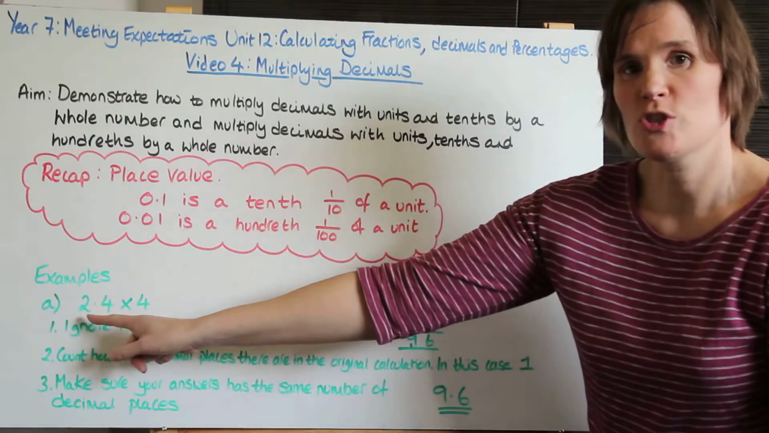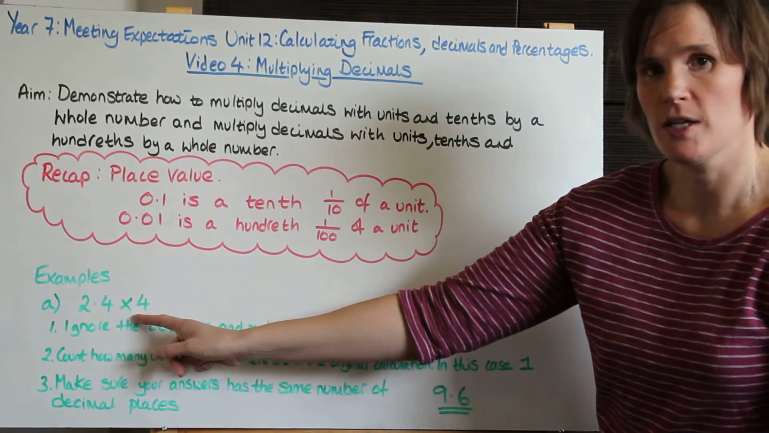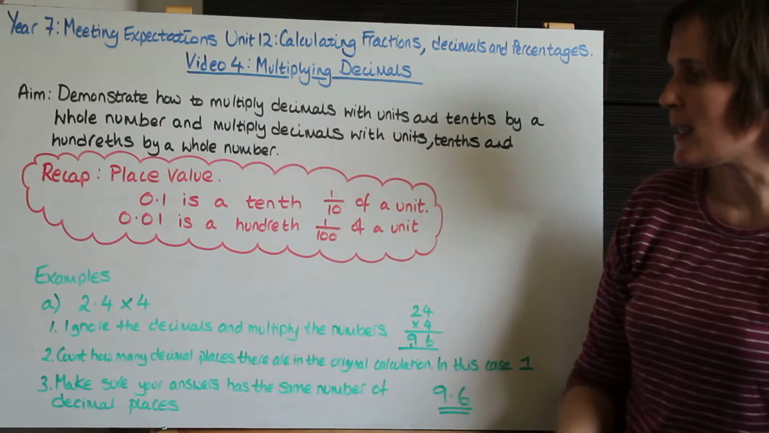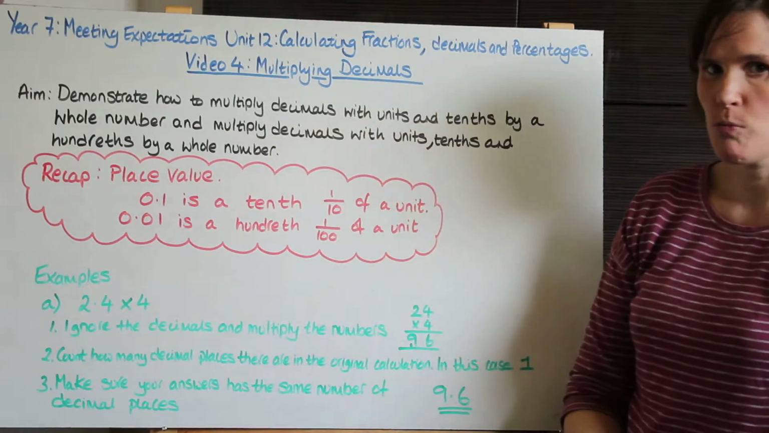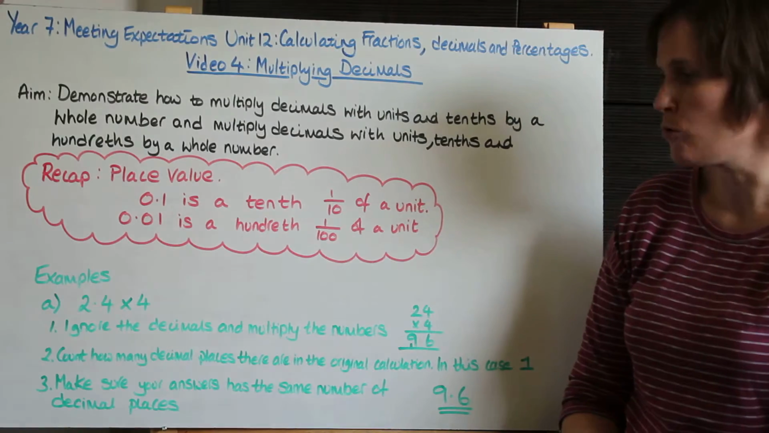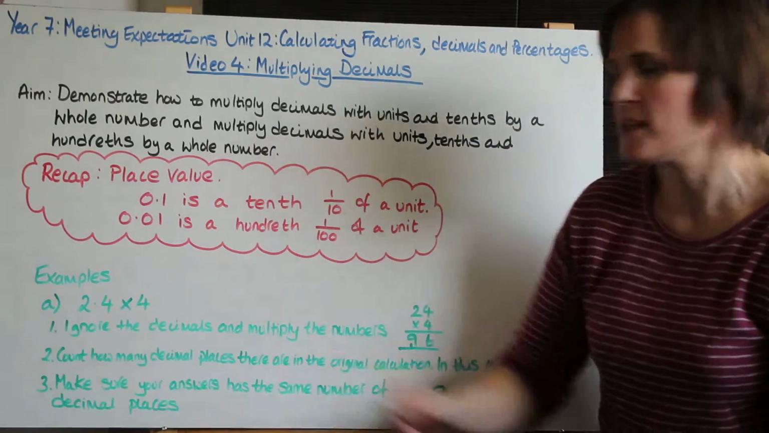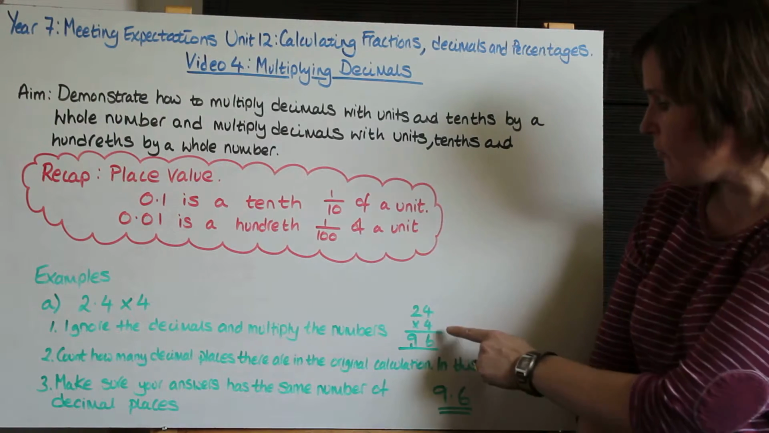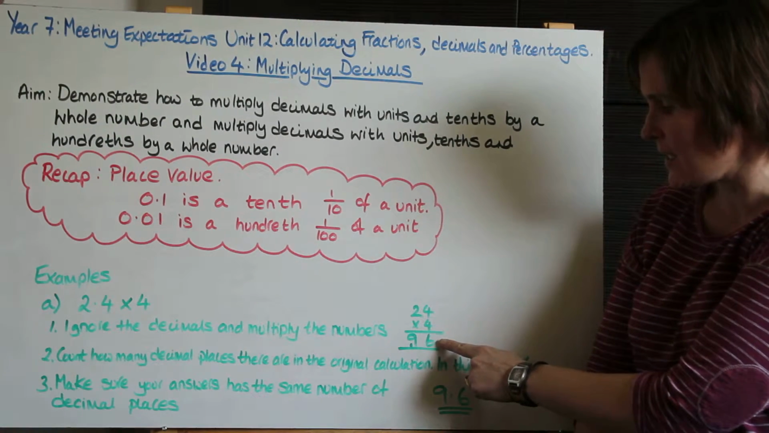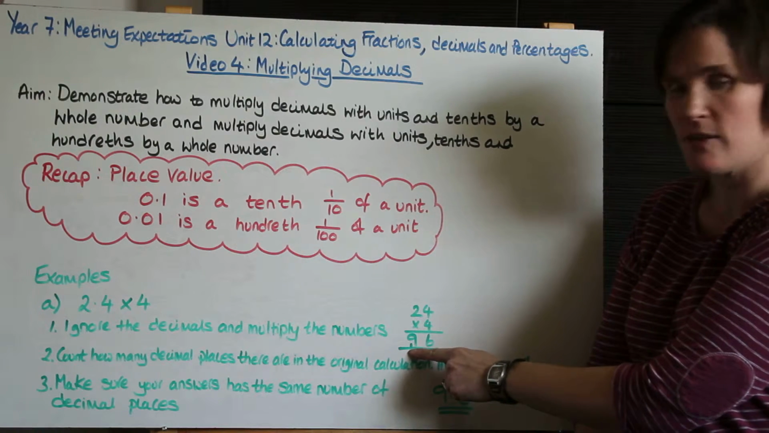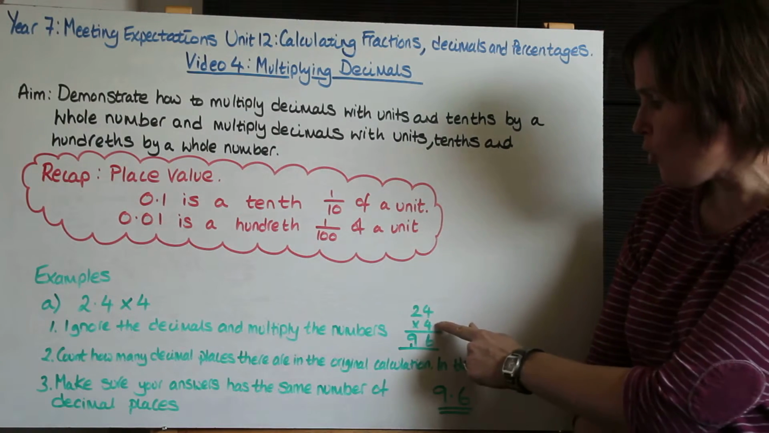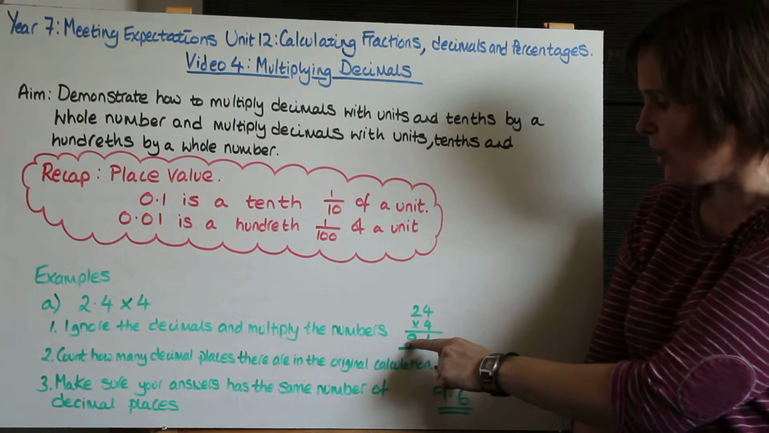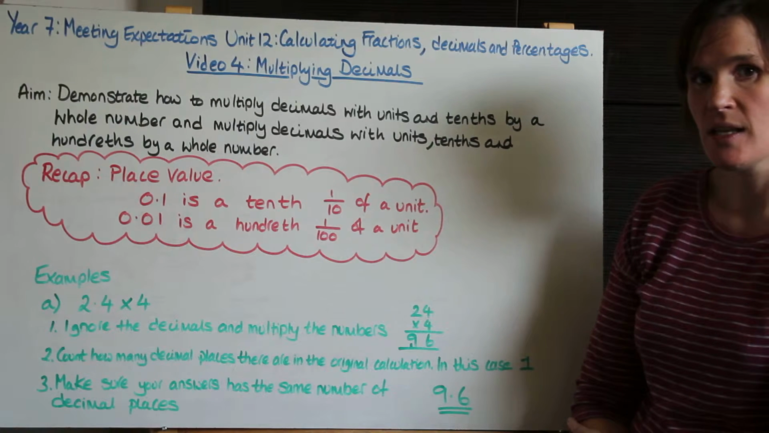In our first example we have 2.4 multiplied by 4. The method I'm going to show you, we're going to begin by ignoring the decimal place and just multiplying the whole numbers. So if we take the decimal place away, we have 24 times 4. Well, 4 times 4 is 16, so we write the 6 and carry the 1. 4 times 2 is 8, plus the 1 is 9, which gives us 96.